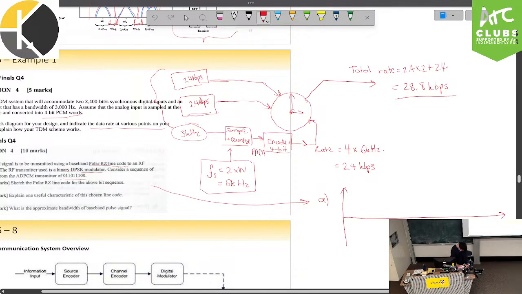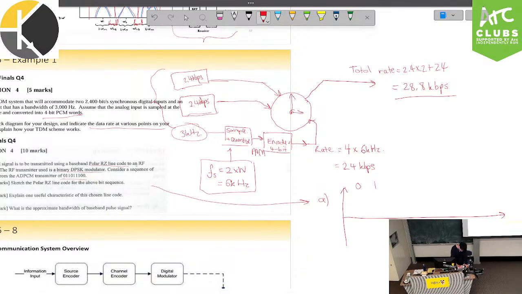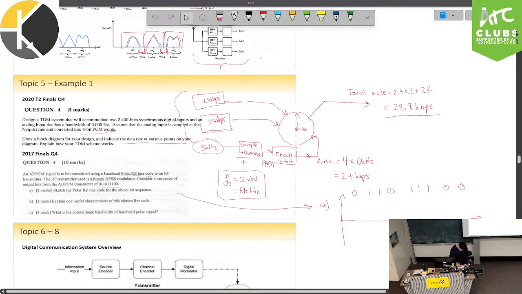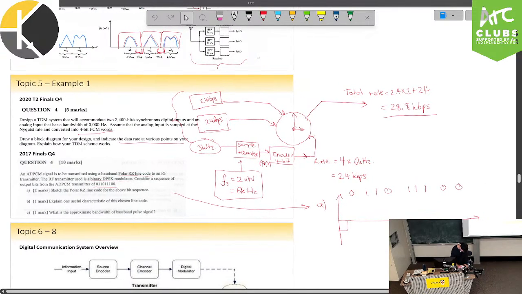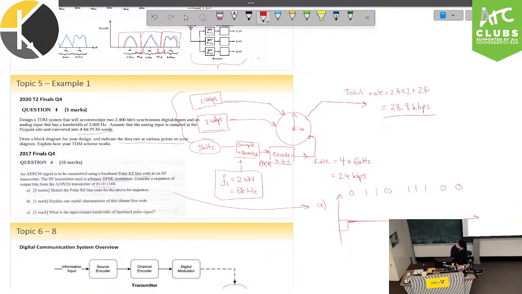So if I do 0, 1, 1, 0, 1, 1, 1, 0, 0. For 0, in polar, we're transmitting a minus, which goes back to 0 because we're doing return to 0. For the 1s, we're transmitting a high and then a low. 0, transmitting a low. 1, transmitting a high, high, high, and then a low and a low. So that is our polar return to 0.